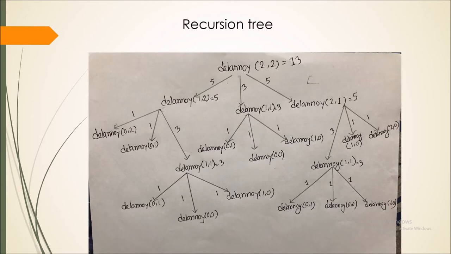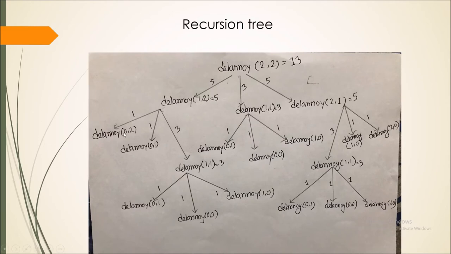recursive calls: one for m minus 1, that is 1, 2, and another one is m minus 1, n minus 1, that is 1, 1, and then m, n minus 1, that is 2, 1, right? So we have the recursive calls. Then again 1, 2, it's not the base case, right? So again we will proceed, so 0, 2, 0, 1, and 1, 1, okay?